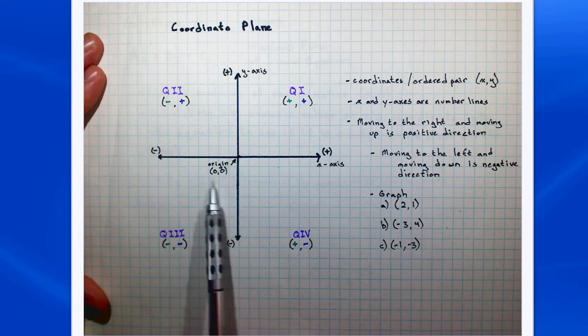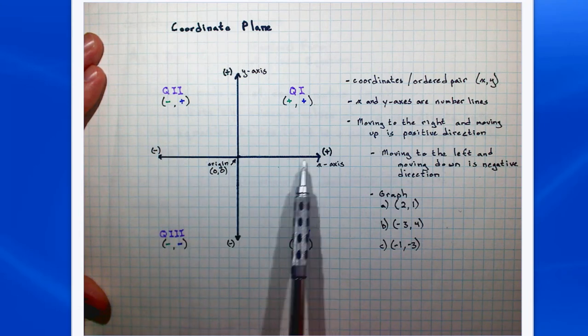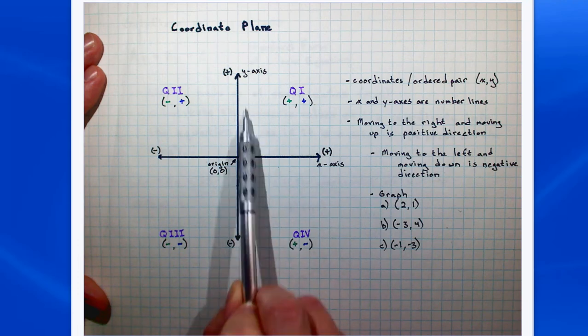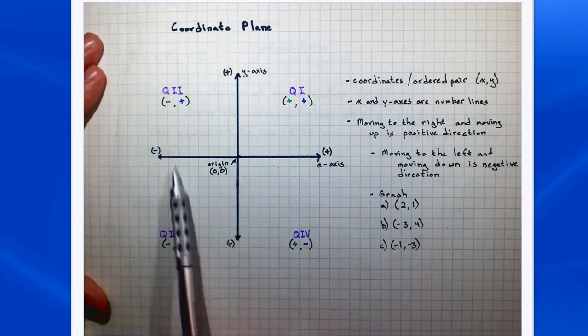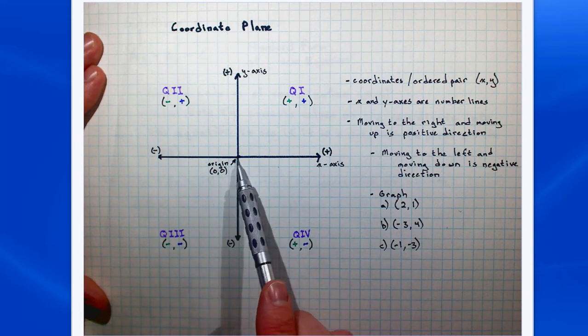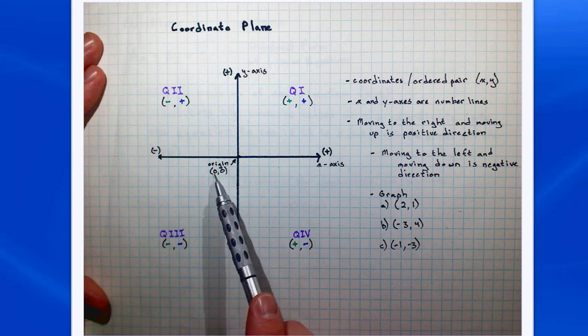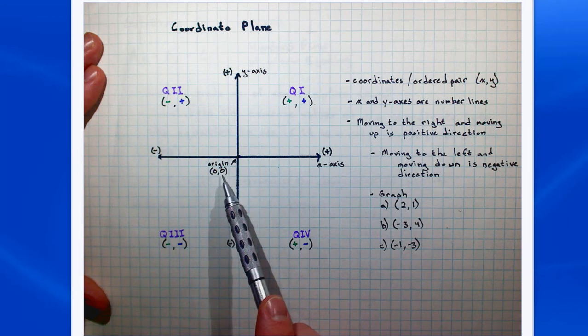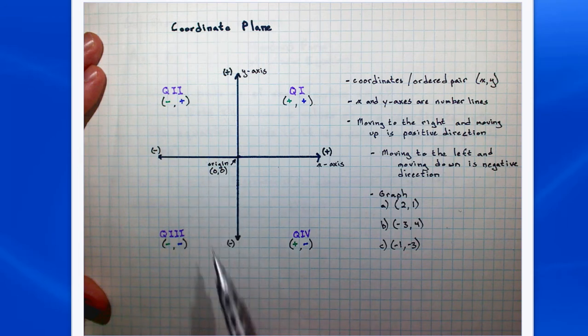The horizontal line is the x-axis, the vertical line is the y-axis. Where they intersect is called the origin. The coordinate for the origin is 0, 0. The x and y axes can simply be viewed as number lines.